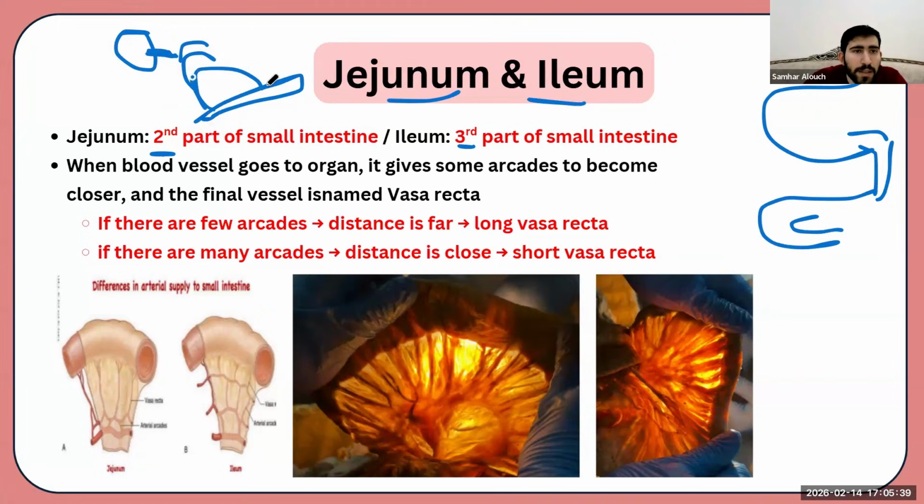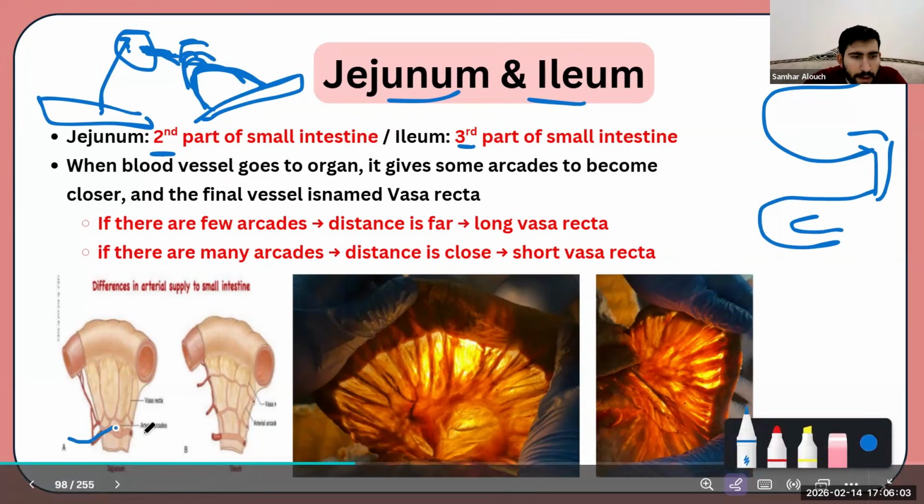So we either make multiple arcades and have a short vasa recta, or we have no arcades or few arcades and a very long vasa recta. The vasa recta is the last artery that reaches the organ. Arcades are what we make to reach the organ with a smaller vasa recta. Here we have an artery and one arcade and then a very long vasa recta. Here we have an artery, then multiple arcades, and then a very small vasa recta.